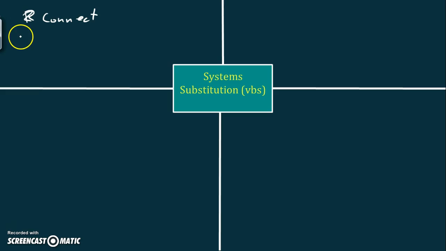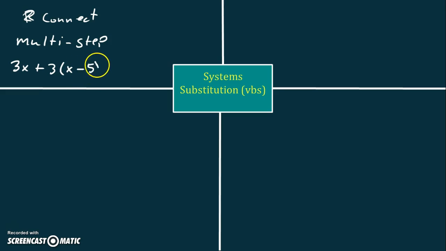So yesterday we solved using substitution, and when we substituted, what we ended up doing was solving a multi-step equation. We got something like 3x plus 3 times x minus 5. We substituted that in, and we ended up solving a multi-step when we had our systems. Well, today what you're going to do is solve a variables on both sides.